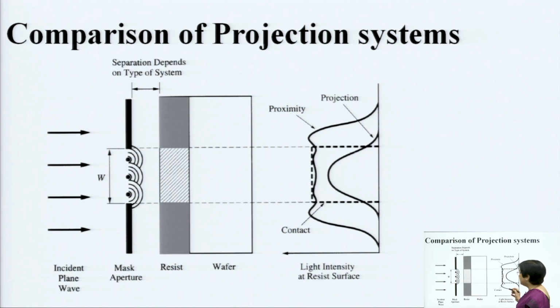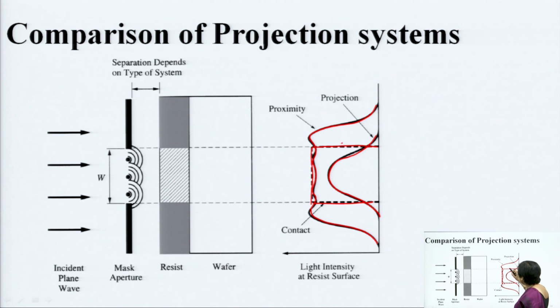Now, this is what is being seen here. If it is a contact printer, you get exact formation of the image, because the mask is in direct contact with the surface. If it is a proximity printer, you will have some diffraction effects, but the image will be close to the original one. If it is projection printing, you will have diffraction issues, but the image will be produced like this. So, this is how the three systems have been compared in a single diagram.